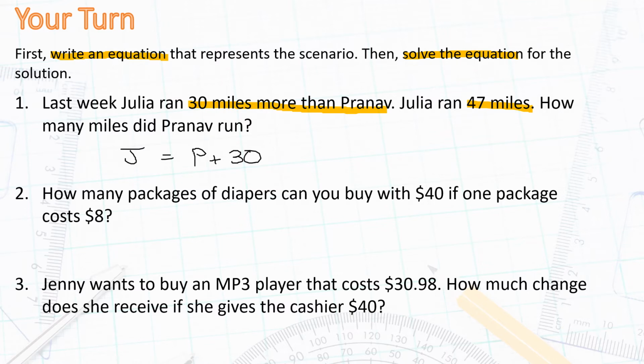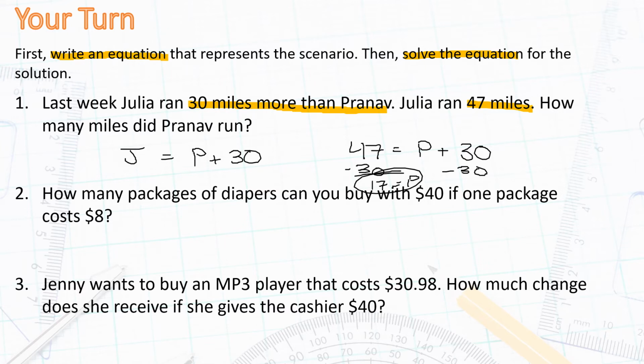Then we get told, hey, you know what? Julia actually ran 47 miles. So 47 is how many Julia ran, and that is Pranav plus 30. So then we would be able to say, all right, if I subtract 30 from both sides, I can figure out that Pranav ran 17 miles.